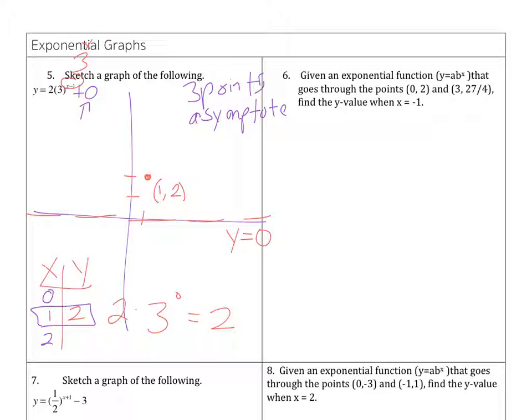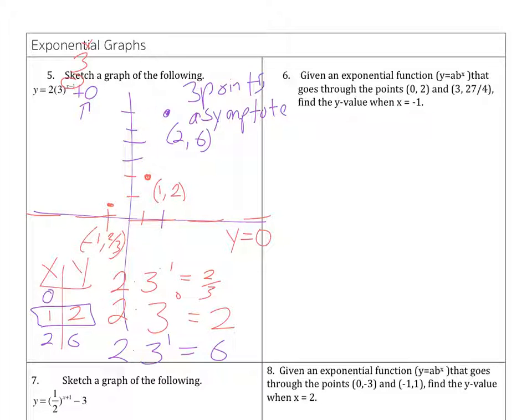So looking at the next point, maybe looking at 2. So 2 times 3 to the 1, which would be 6. So 2, 1, 2, 3, 4. That's going to be 2 comma 6. And then I need to see 1 point maybe on the other side, so maybe 0. And if I plug that in, I get 2 times 3 to the negative 1, which is 2/3. So we're looking somewhere like here. My graph would look like this.